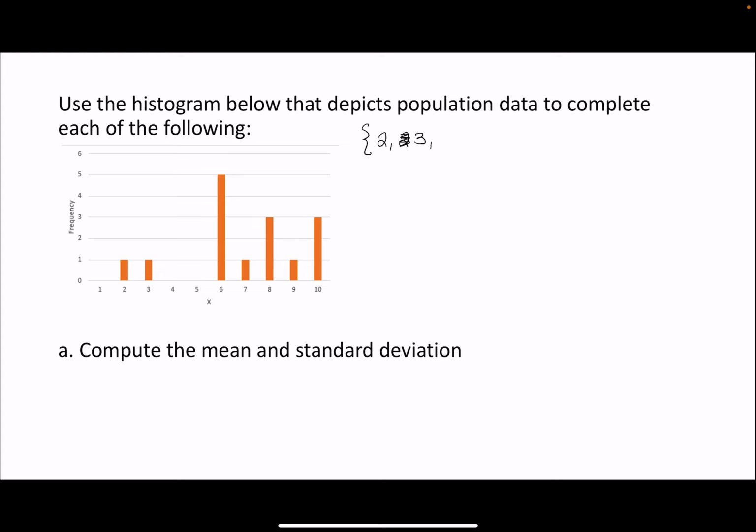And then notice that on our 6 column, we have 5 6s. So 1, 2, 3, 4, 5. And then we have 1, 7. And we have 3 8s. So 1, 2, 3. And put my commas in there. We have 1, 9. And again, 3 10s.